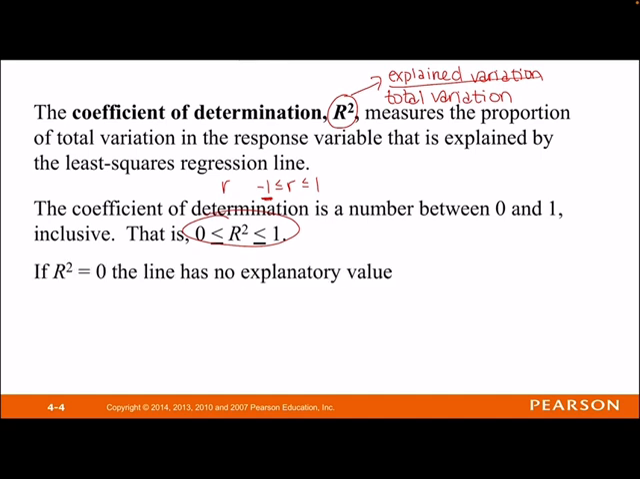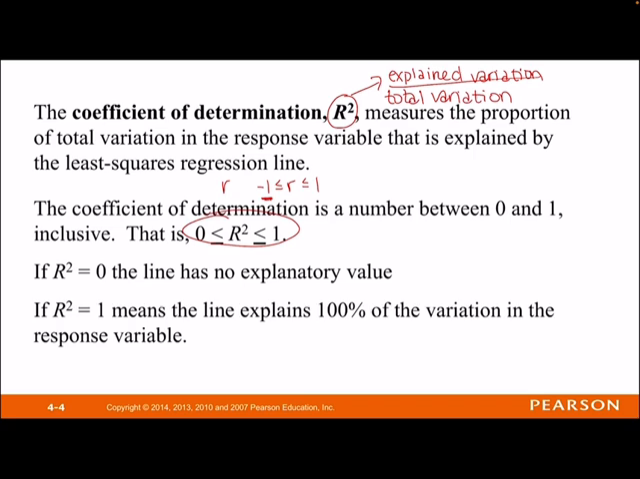Keep in mind as well, with the correlation coefficient, if you had r equals 0, that means your data had no correlation at all. Your dots, when you looked at the scatter plot, were all over the place. It's kind of the same thing here. If r squared equals 0, the line has no explanatory value. In other words, you can't get a line that's going to explain that data. In the other case, if r squared equals 1, that means the line explains 100% of the variation in the response variable. In other words, every single one of your data points is going to lie on that regression line.